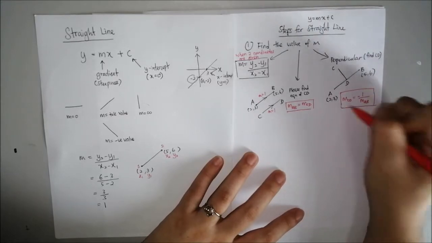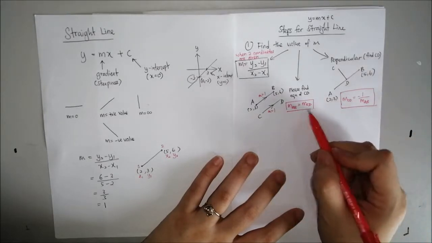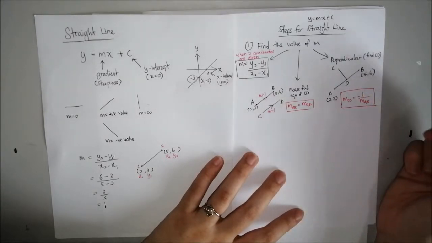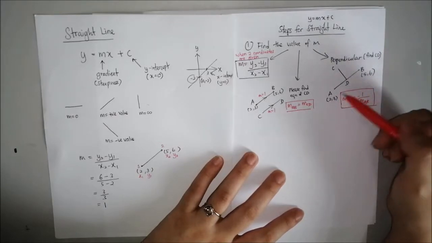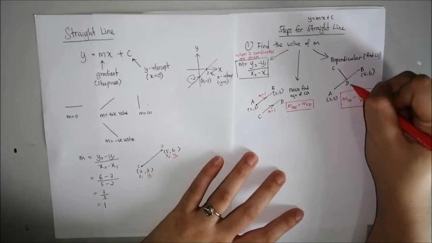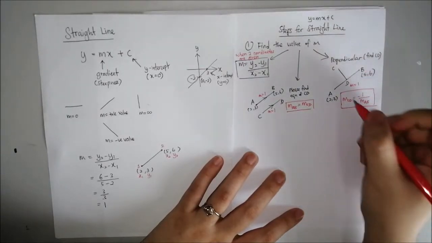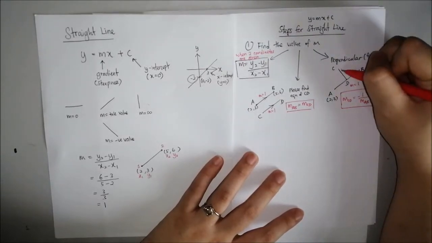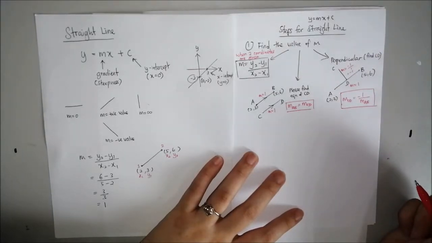For perpendicular, it is always negative 1 over. Okay, it's not equal, but it's negative 1 over. For example, this coordinate we just already calculated. AB, the gradient is 1, correct? Then how about CD? So for CD, the m is equal to negative 1 over 1. So it will be negative 1.